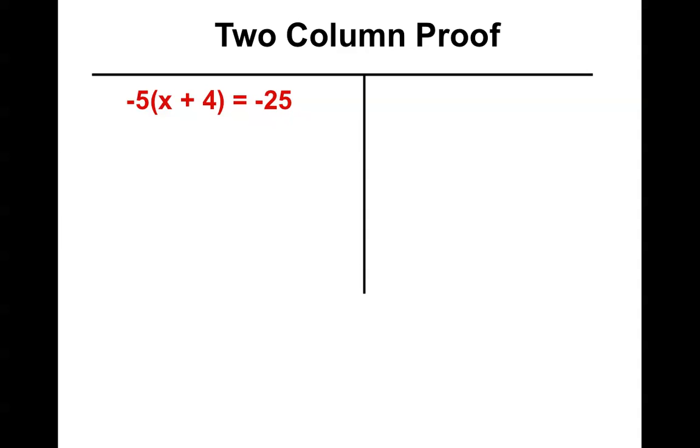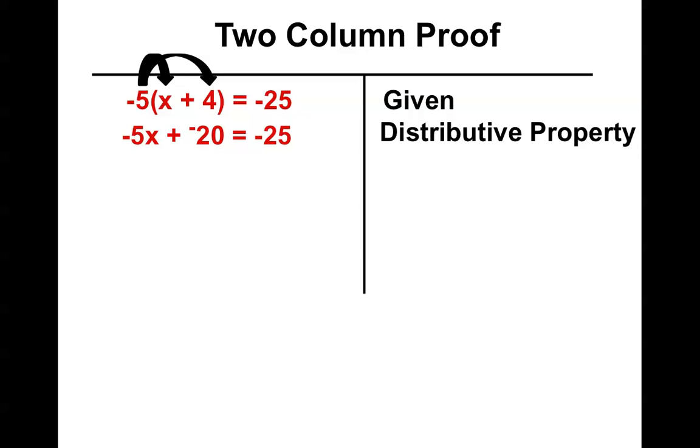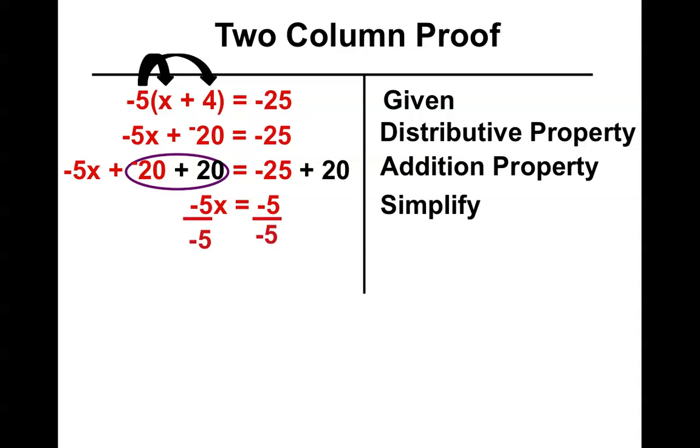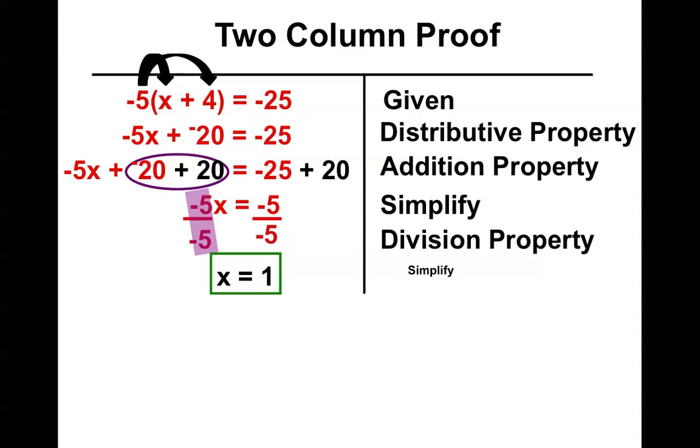Okay, here we go. We're doing this problem because it's given. Since the x is inside the parentheses, we are going to be using the distributive property for our first step. Negative 5 times x is negative 5x, and negative 5 times 4 is negative 20. Now we have a 2-step algebra problem, and what we're able to do is add 20 to both sides using the addition property, and then dividing by negative 5 using the division property. Once we simplify, we know our answer is x equals 1.